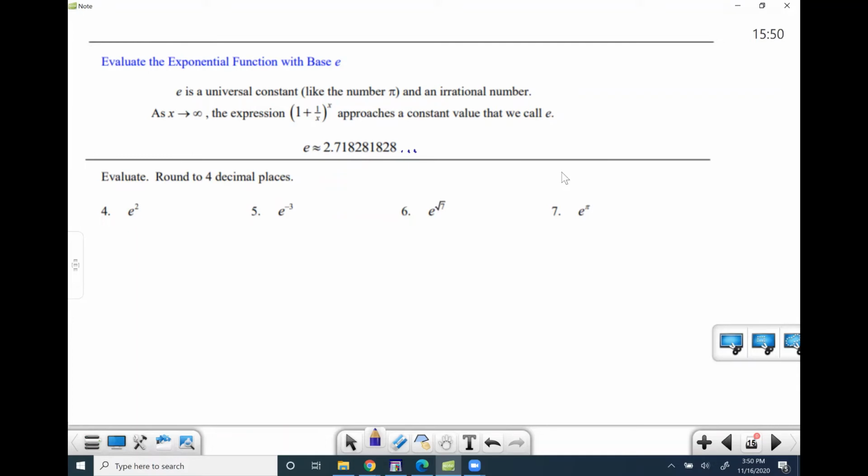Okay, so I'm matching with Karen on the first one. And let's see if we can follow the directions and give 4 decimal places. So 1, 2, 3, 4. It looks like the 5 is going to round that 0 up to a 1. Let me put an approximately symbol to be exact here. So that'd be the answer for the first one.